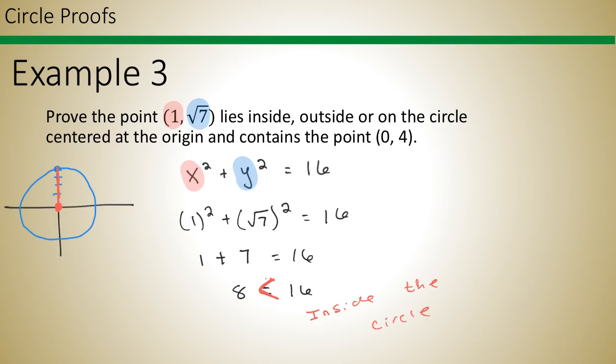The reason why is because what we just showed with this equation is that the distance from the center is less than the radius. Since this distance is less than the radius, this point is going to be somewhere right around, let's see, root 7 is going to be right about here. So that's where that point is going to be. And that's it. That's all you have to do to prove that a point is inside, on, or outside of the circle. Just use the equation of the circle and interpret from there.